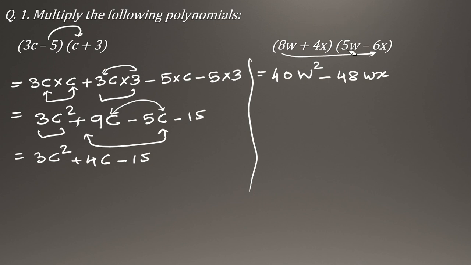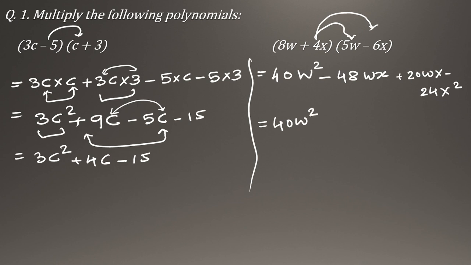Okay. Now similarly, you can do this multiplied with the 5w here. So plus 4 multiplied by plus 5 will be plus 20wx, and last it will be plus 4x multiplied by minus 6x, of course. So plus multiplied by minus is minus. 6 4s are 24x square. So what answer will we get here? 40w square is only one time, so write it as it is, minus 48wx and plus 20wx.